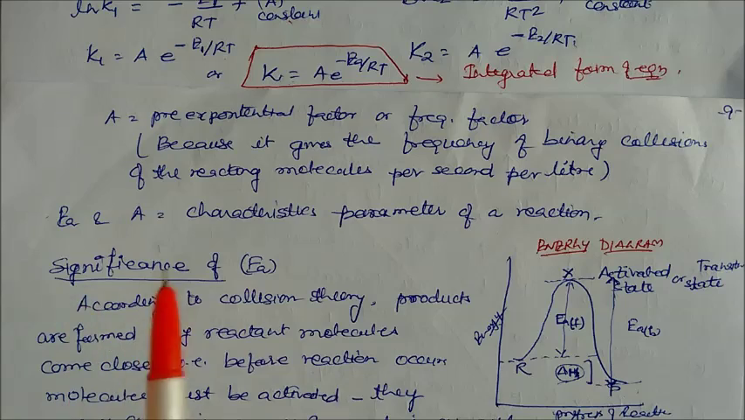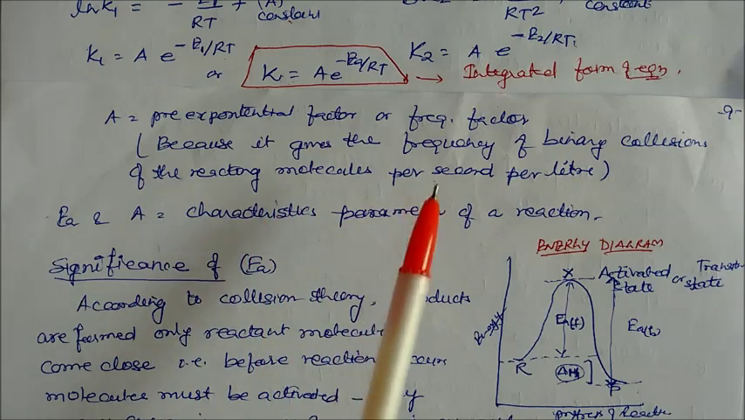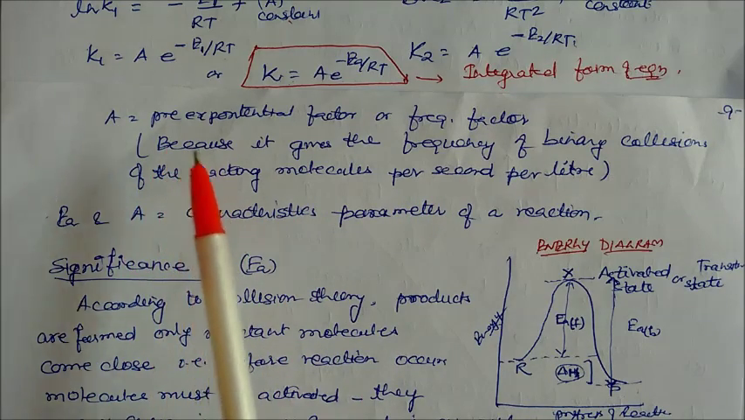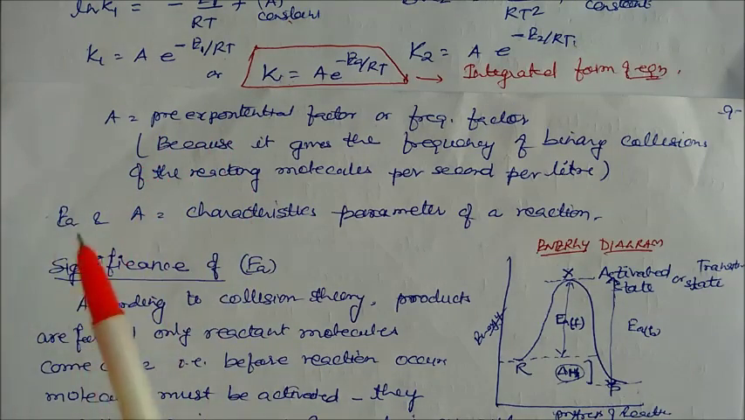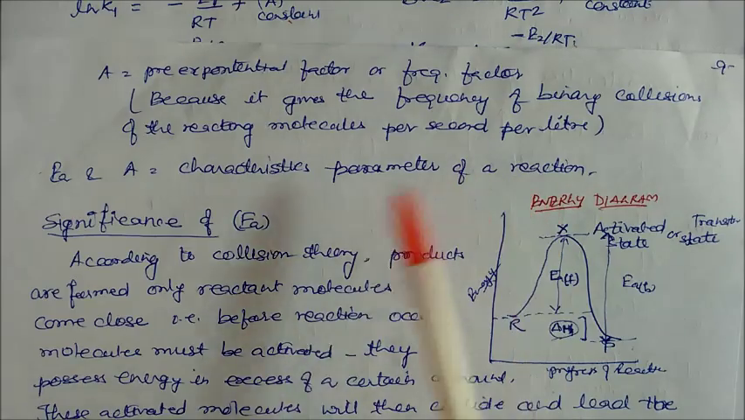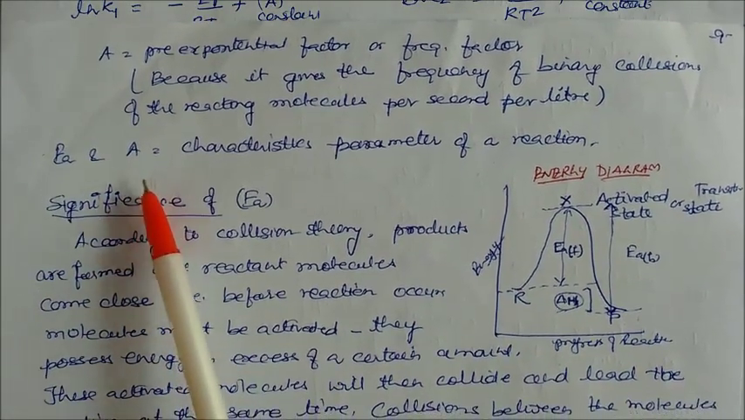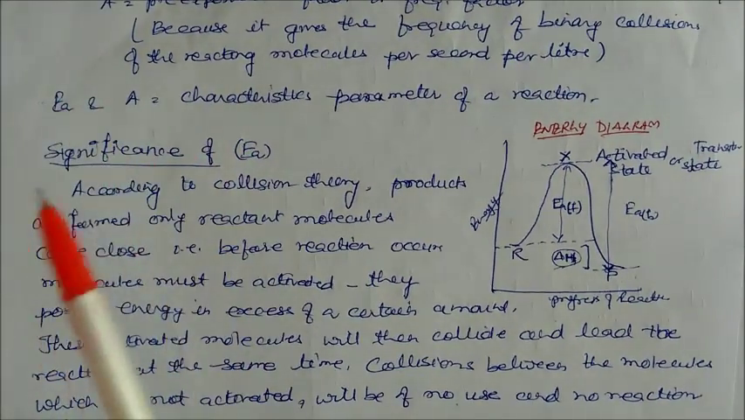Here A is the pre-exponential factor or frequency factor, because it gives the frequency of binary collisions of the reactive molecules per second per liter. So A is actually the frequency, which can be effective or non-effective, both are possible. Ea and A are the characteristic parameters of the reaction. These two values are independent of temperature. You have to keep this in mind; maximum questions are asked from here.